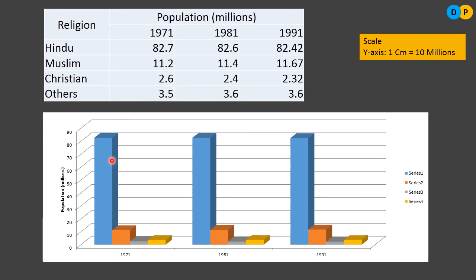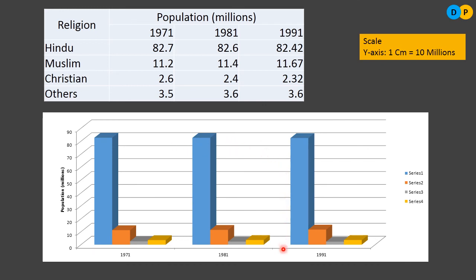That is also possible. As you can notice, for the time period 1971, I have represented 4 different religions, and these rectangular bars are erected adjacent to each other. After one time period, that is 1971, I have given a width. This width is equivalent to the next width. So this is how you are going to construct a multiple bar diagram.